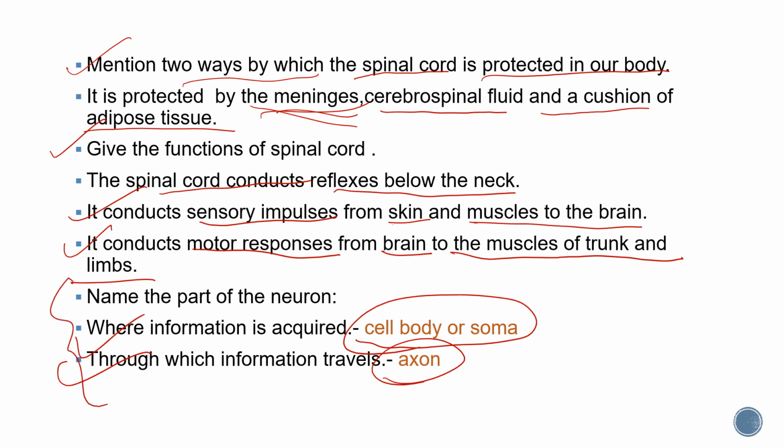And the diagrams and all, I have already discussed in one full episode where I have discussed the important diagrams of all lessons.